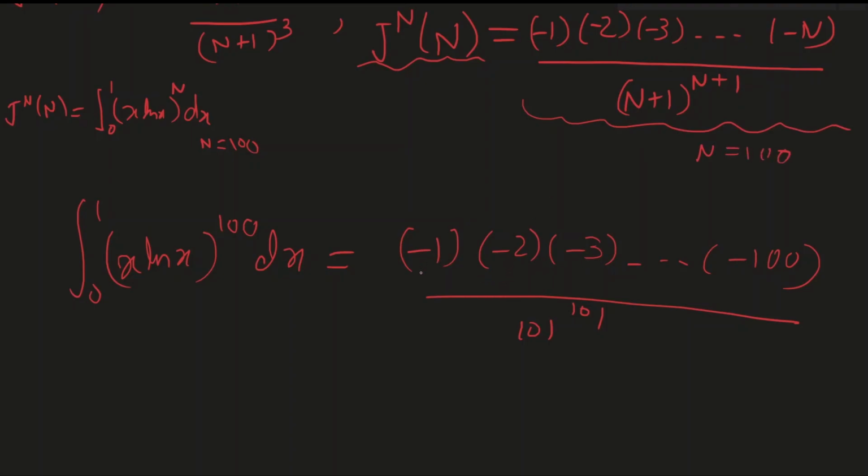So what I can see is there is an even number of minus signs here. So this is overall going to be a positive number. So this is going to be 1 times 2 times 3 up to 100. That is going to be nothing but 100!/(101)^101, and that is the required answer to this problem, and hence we are finished.